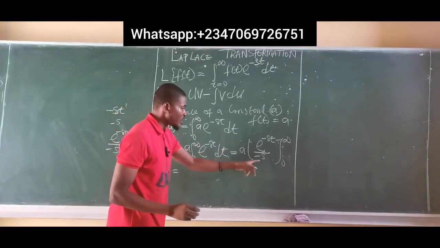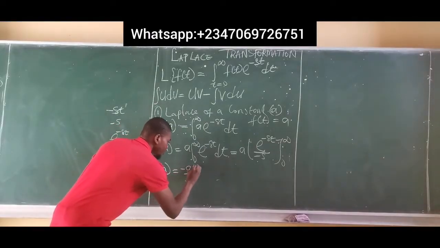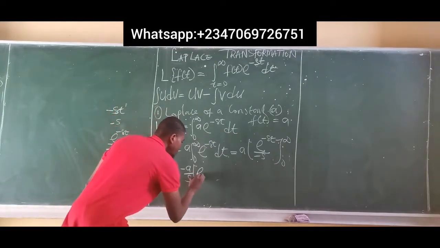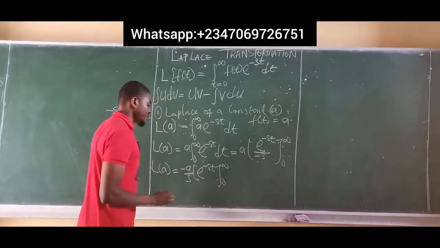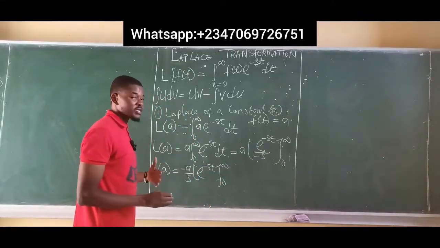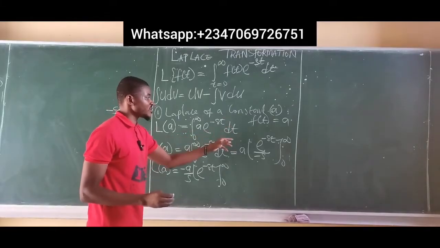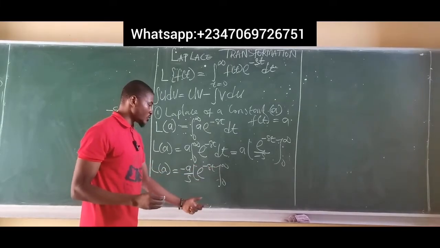Let's factor this out. That means I'm going to have minus a all over s, or you can simply say a all over minus s is still the same thing. Hence, I'm left with exponential minus st from 0 to infinity. I have this. Now, let's put in the limits. Wherever you see t, since I'm integrating with respect to t, put in the upper limit minus the lower limit.